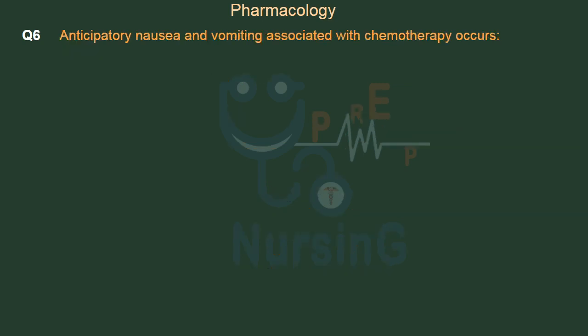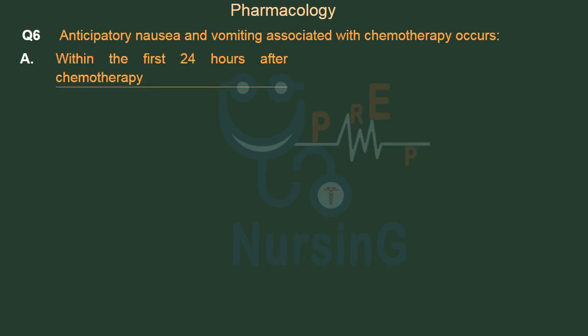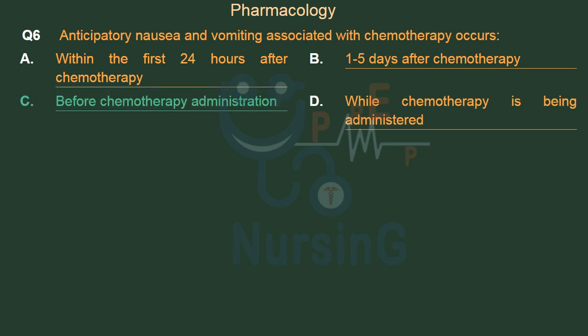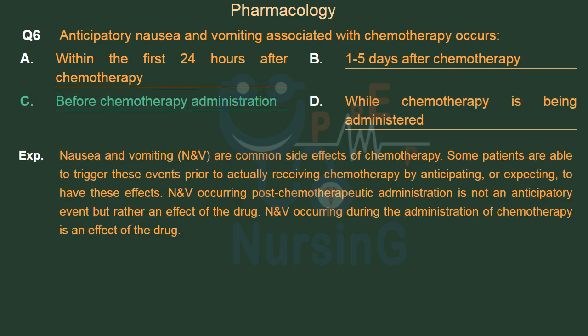Anticipatory nausea and vomiting associated with chemotherapy occurs: Option A. Within the first 24 hours after chemotherapy. Option B. 1 to 5 days after chemotherapy. Option C. Before chemotherapy administration. Option D. While chemotherapy is being administered. Right answer is Option C. Before chemotherapy administration. Nausea and vomiting, N and V, are common side effects of chemotherapy.